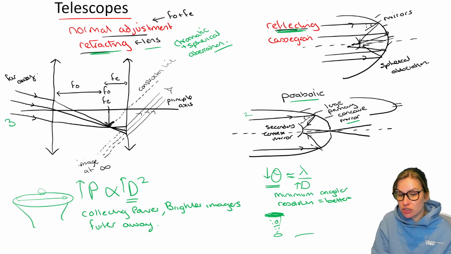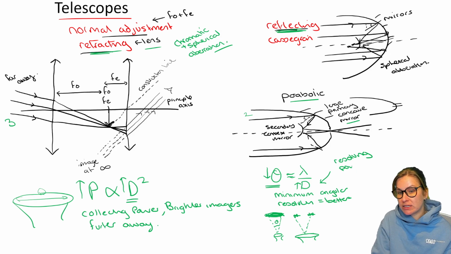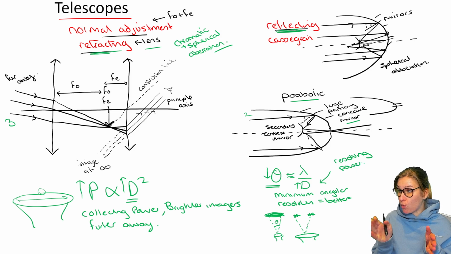But if I have a larger diameter telescope, it's going to have a better minimum angular resolution, so I can now see that blob a lot better. I can see it's actually 2 separate stars. So minimum angular resolution tells us about the resolving power of the telescope, the ability to see 2 separate points that are close together as 2 separate points.